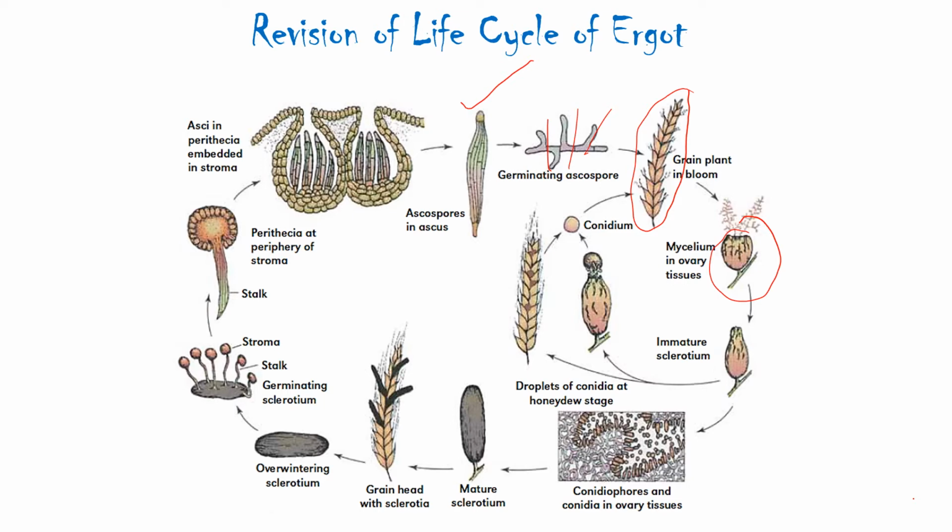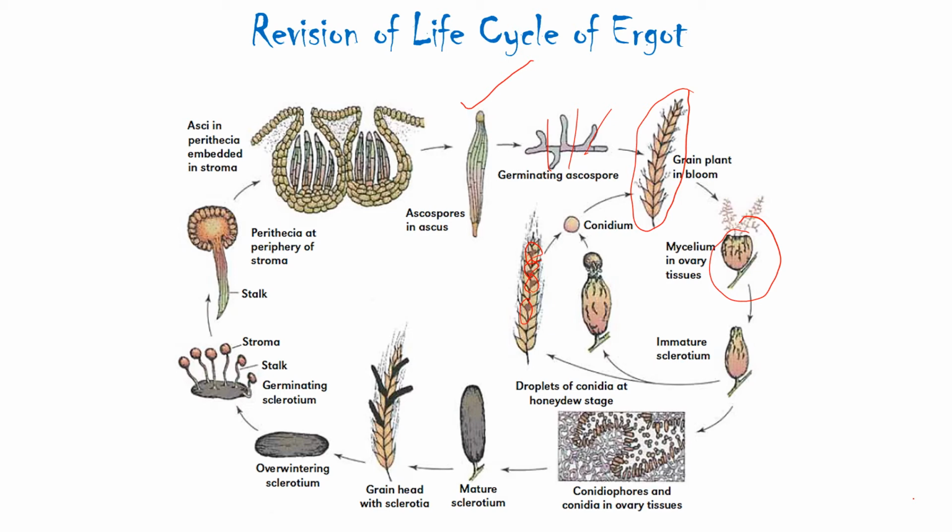And this honeydew is helpful to keep the conidiospores, which are the asexual spores, suspended for a long time. So on this cereal grain floret, you can see these droplets of the honeydew, which is a sugary and viscous liquid produced by the mycelium layer.